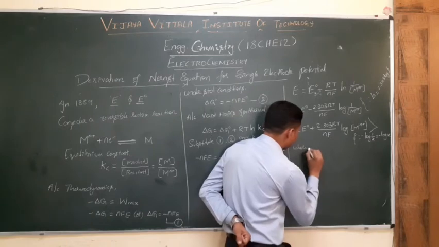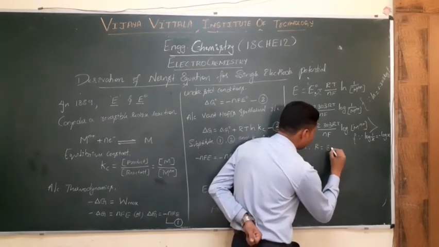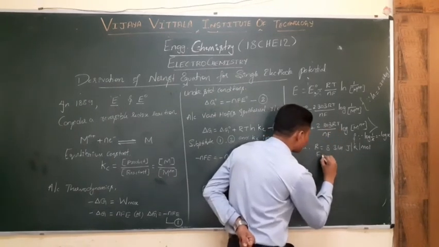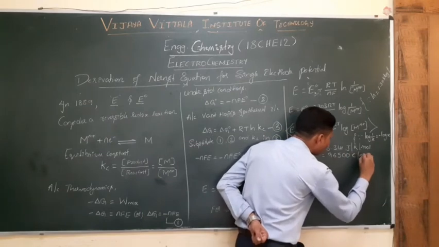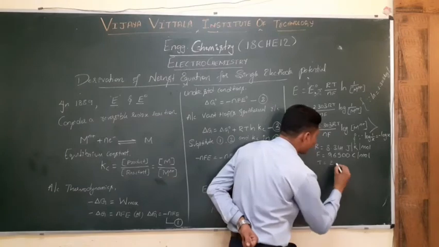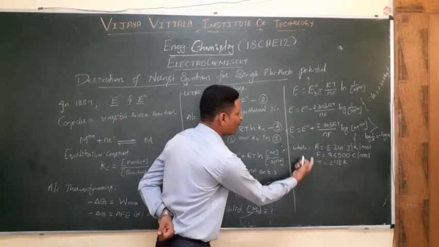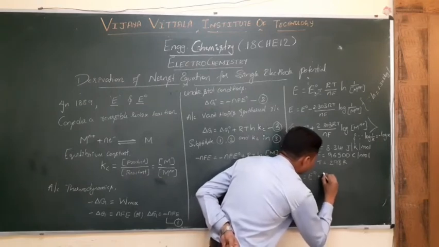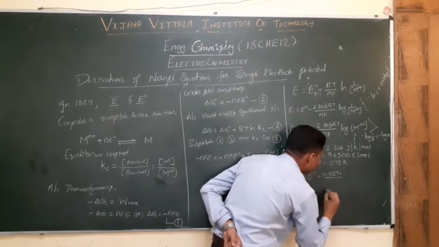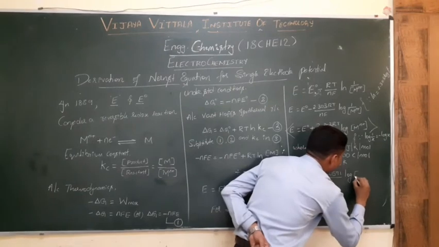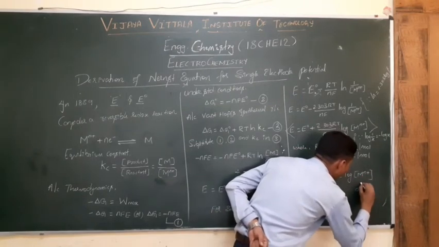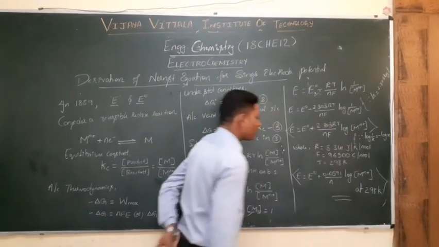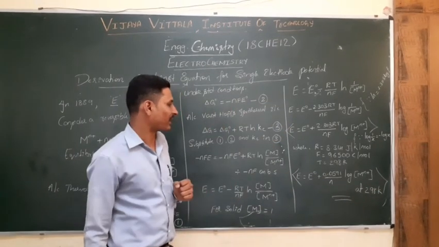Here R is the gas constant, we know the value 8.314 joules per Kelvin per mole, and F is the Faraday's constant, that is 96,500 coulombs per mole, and T is equal to standard temperature 298 Kelvin. So when we substitute these values into the above equation, we will get E equals E naught plus 0.0591 divided by n into log of Mn+ at 298 Kelvin or 25 degrees Celsius. So this is the Nernst equation at 298 Kelvin temperature.